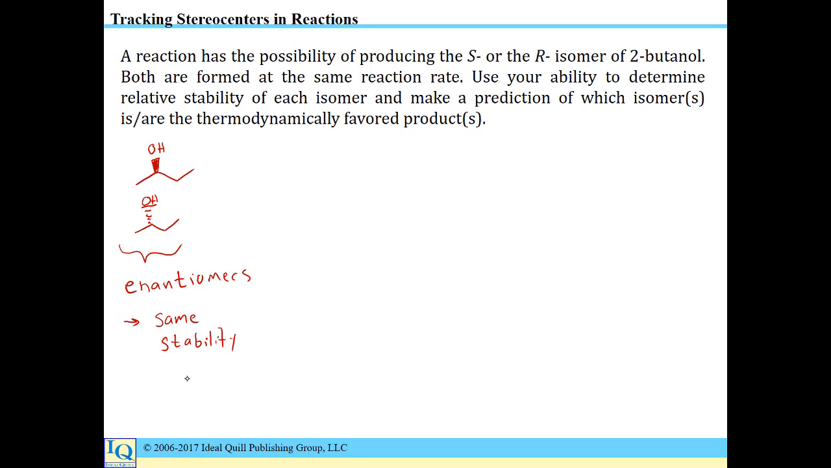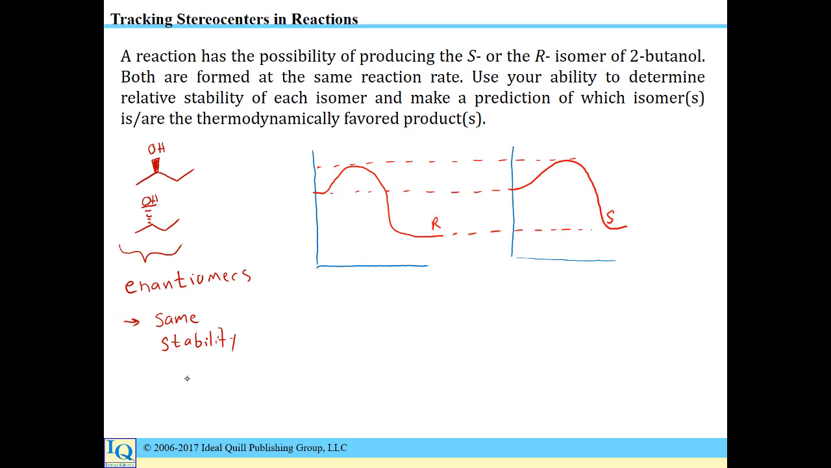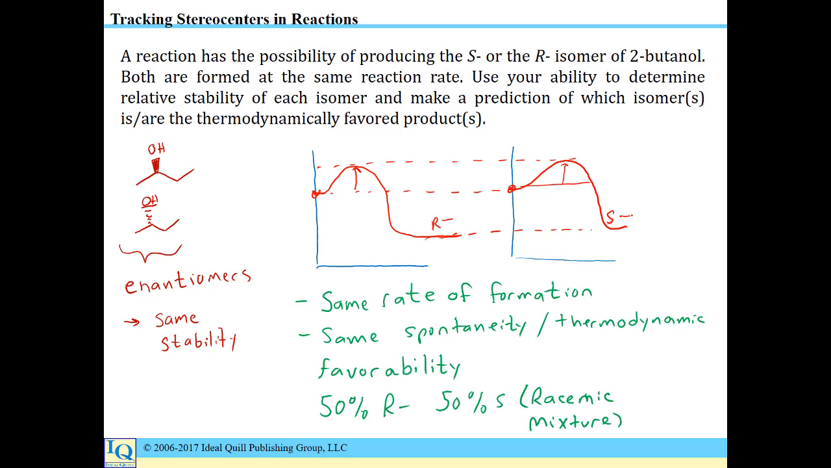So if we drew reaction coordinate diagrams to reflect the reactions as described in this problem, they would look like this, where the reactants would have the same energy. You would have the same energy of activation because the problem tells us that both products form at the same rate, and the products, R isomer or S isomer, would both have the same stability as well because they are enantiomers of one another.